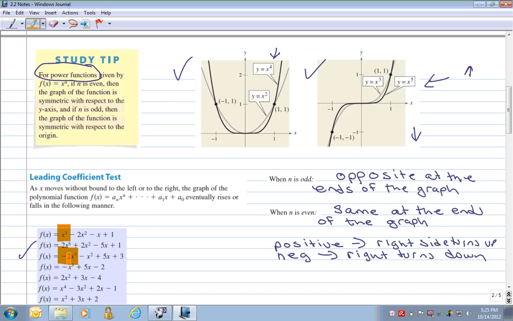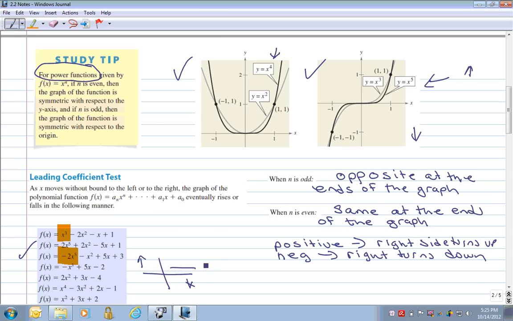We have odd behavior. We have an odd degree, so it's going to be opposite at each end. Let's talk about what that looks like graphically. They're going to be opposite at each end, and it's negative. So it begins with the negative. We know it's going to go down on the right, and because it's opposite on each end, it would have to go up on the left. Let's talk about our notation.